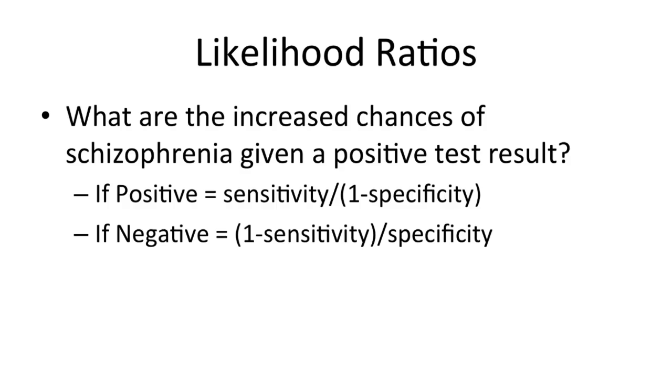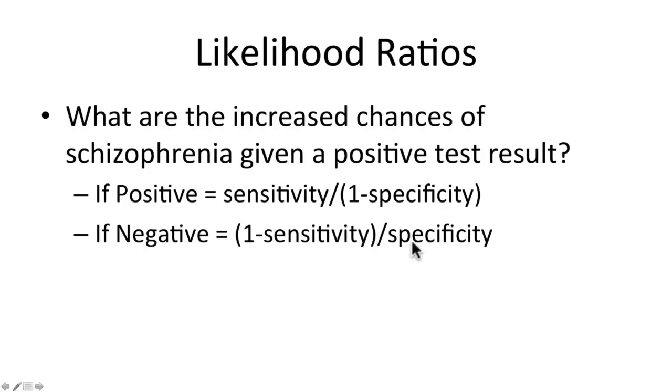Likelihood ratios to the rescue. What are the increased chances of schizophrenia given a positive test result? Well, here's the formula you should use. Not only should you reference my slides, you should commit this to memory because it will really help you. If the test is positive, your formula is sensitivity divided by 1 minus specificity. And if it's negative, the formula is 1 minus sensitivity divided by specificity.